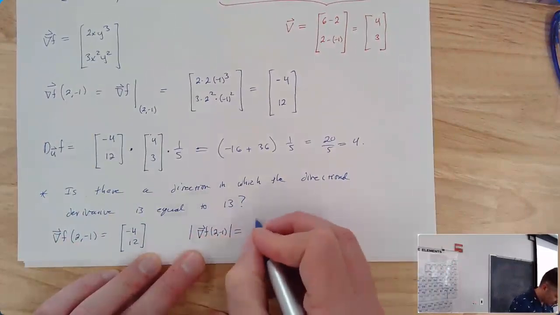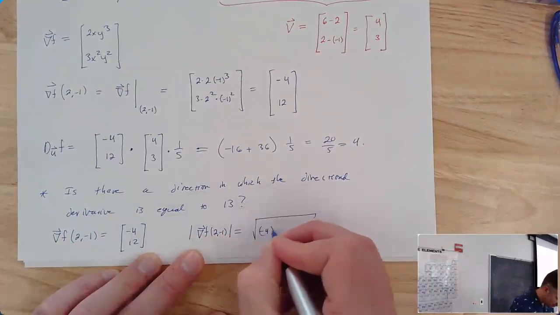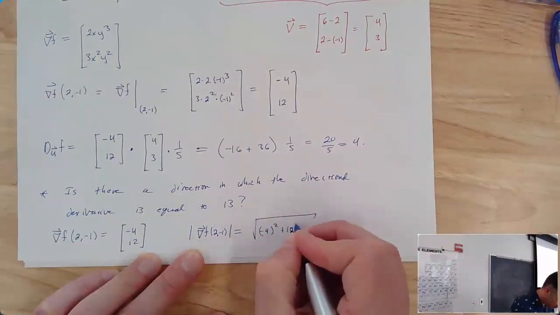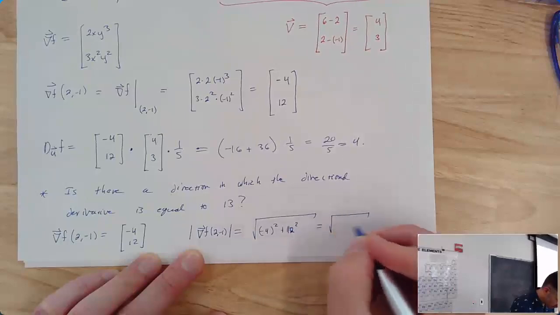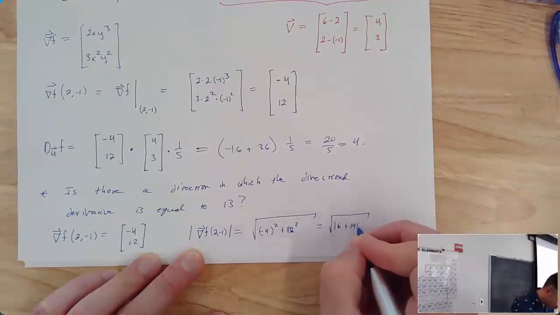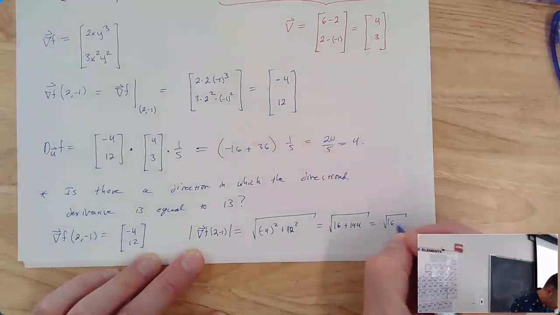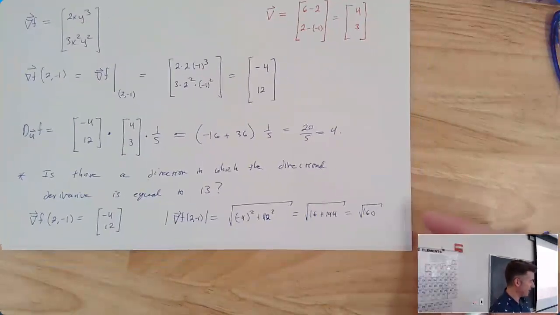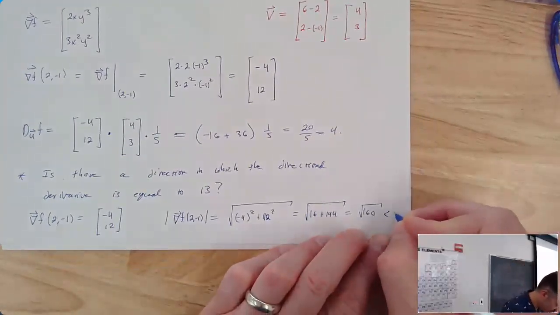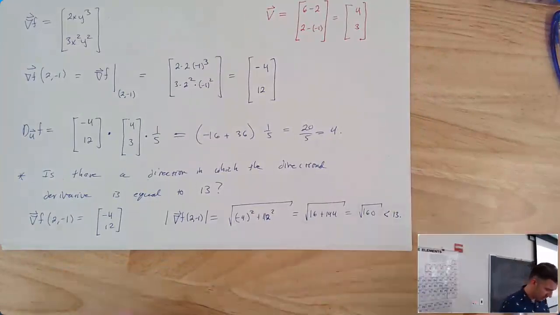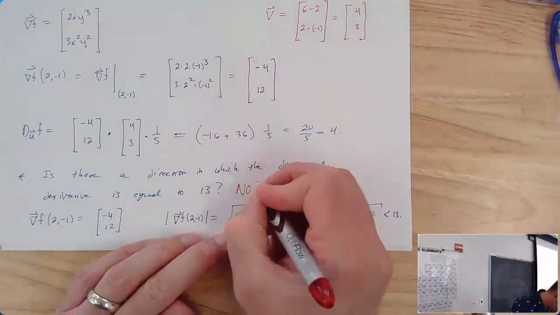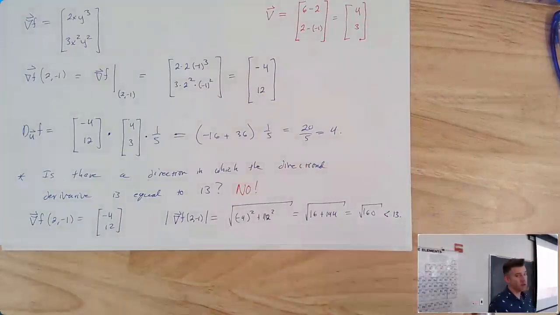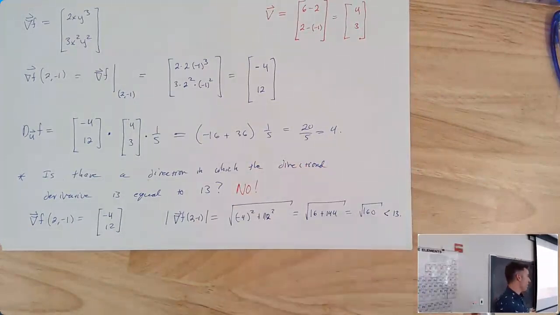it's equal to the square root of (-4) squared plus 12 squared, which is equal to the square root of 16 plus 144, which is equal to the square root of 160, which is not quite 13. 13 is the square root of 169. So this is definitely strictly less than 13. So the answer is a big old no. Because no matter what direction we point in, the steepest slope we can get is the square root of 160. This is not 13.